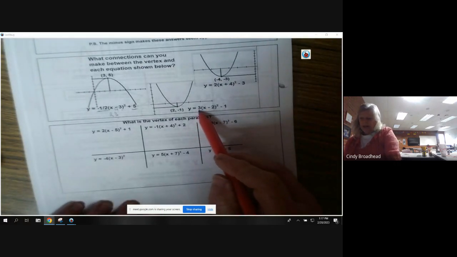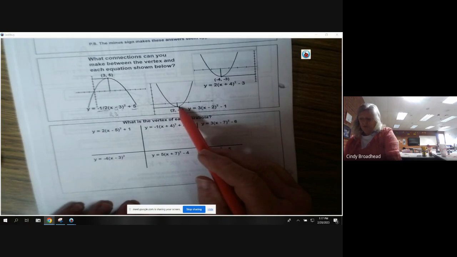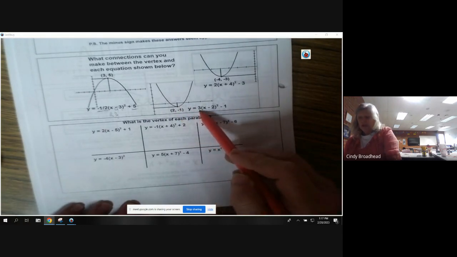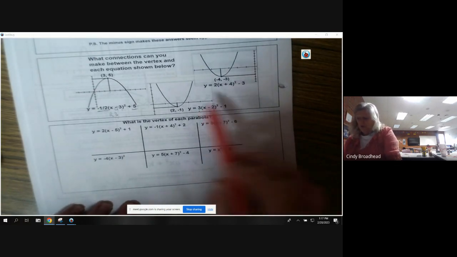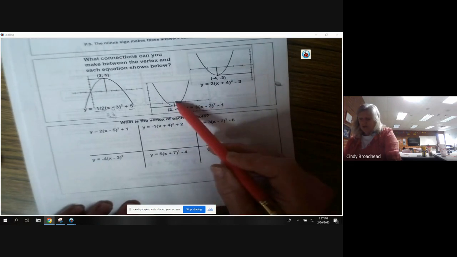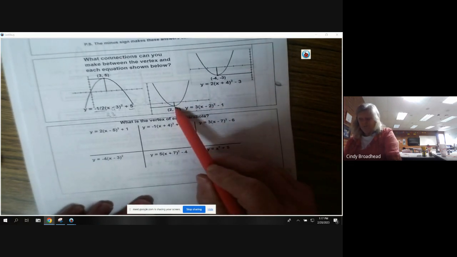You can see that A is positive, so it opens upward. A is 3, so it's a little more narrow than a regular parabola. It has a -2 in here, which means it has been moved over 2 to the right. And it has a -1, so it's moved down 1.